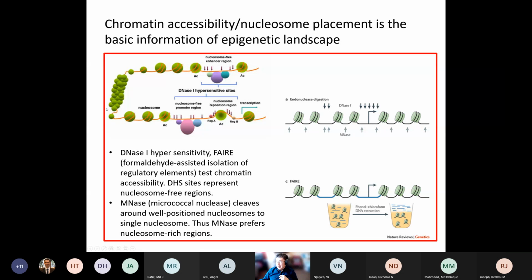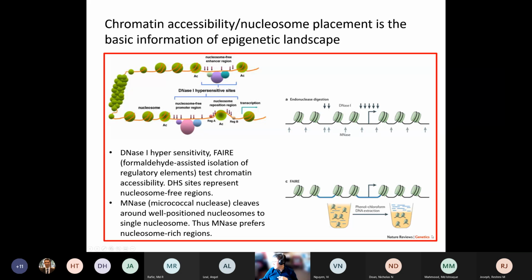And in contrast, if you see this, it's totally packed. Maybe not many proteins can come and do something, regulate gene expression. So that's the very, very rough description of epigenetics, but it is true. So we're going to try to draw a map using some techniques.